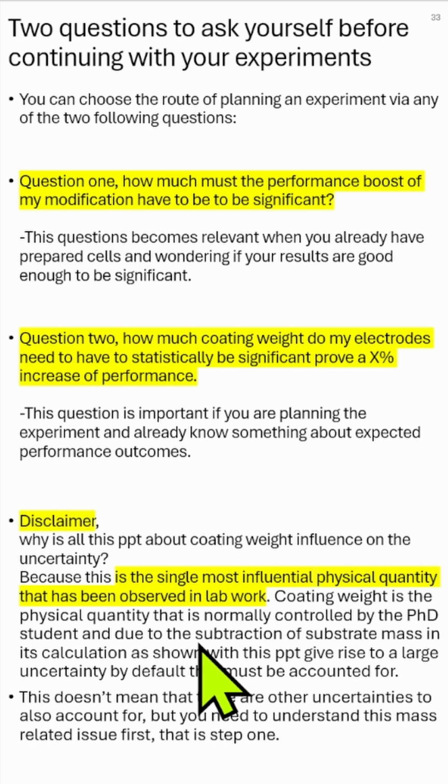And when you do the subtraction of that substrate mass, its calculations, as shown within this PPT, give rise to a large uncertainty by default that must be accounted for. So there are other errors, of course, involved in this. But if you can sort of grasp this idea and address this issue, because this is the largest uncertainty in your measurement, you need to put focus on this.